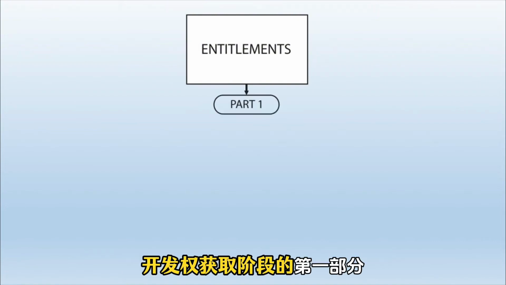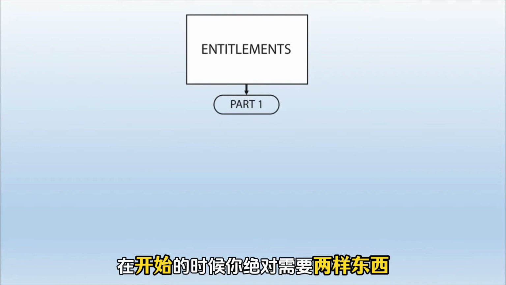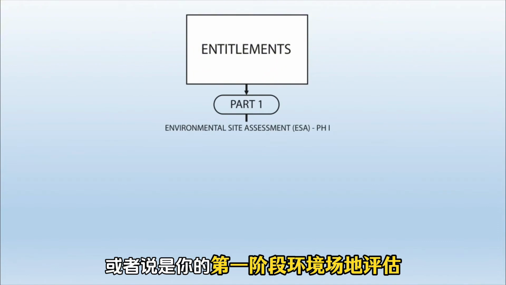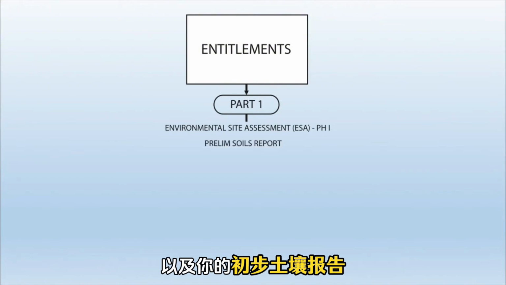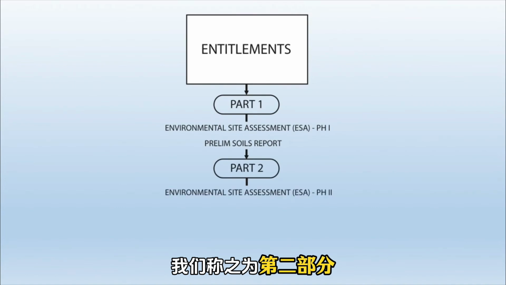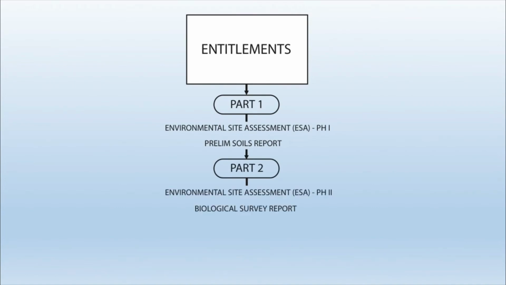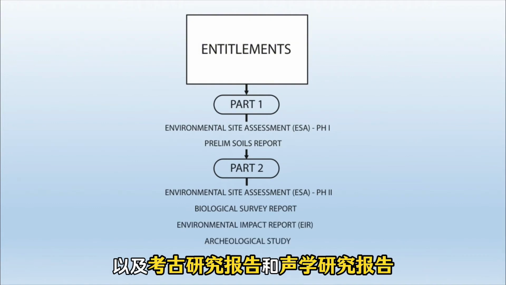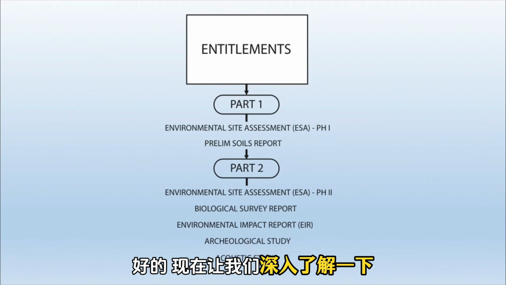Now, part 1 of the entitlement stage, there's 2 things you absolutely need when getting started. It's your environmental site assessment, or your ESA, phase 1, and your prelim soils report. And as you progress a little further, we'll call it part 2, you're going to get your ESA phase 2, biological survey report, your environmental impact report, or EIR, and your archaeological study, and an acoustic study. All right, now let's dive in and briefly touch up on each of these.